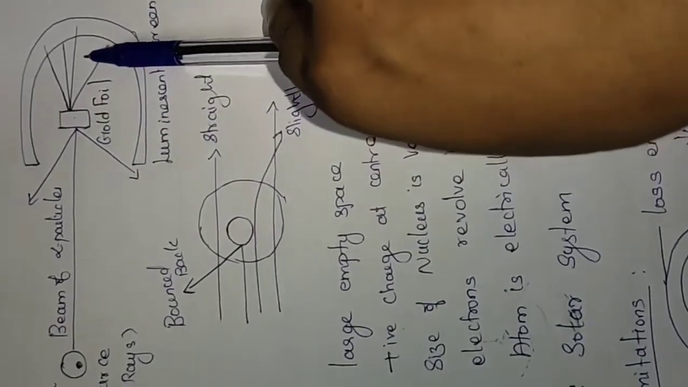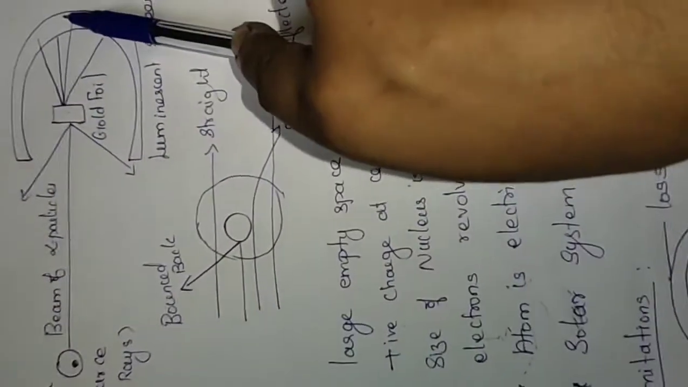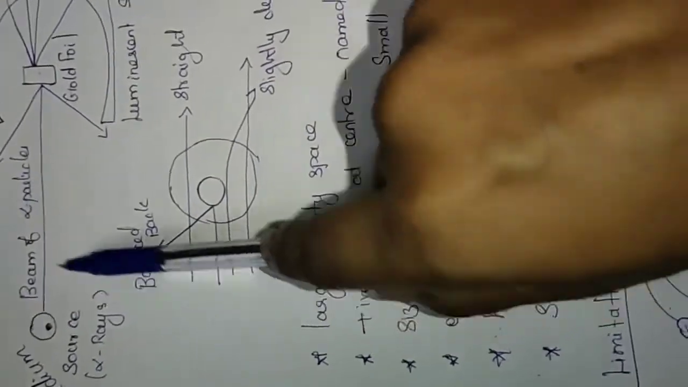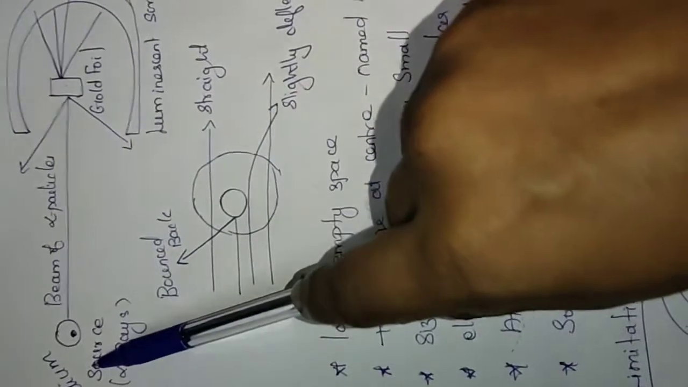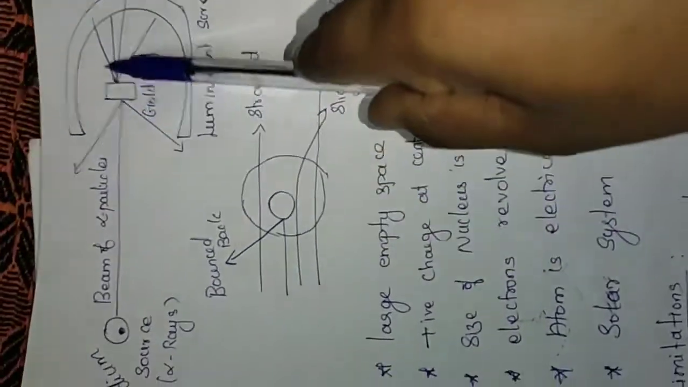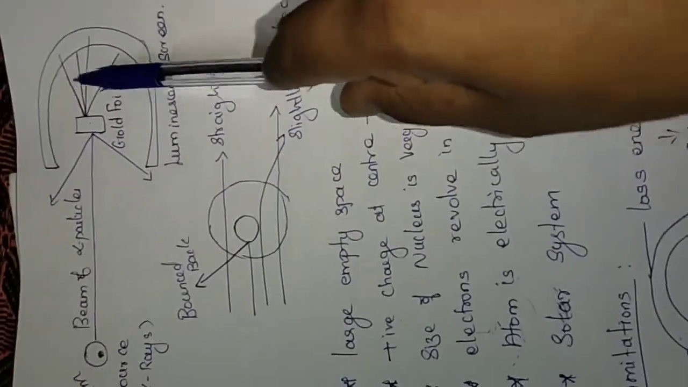How are these rays passing? Through this luminescent screen we can see the difference in the rays. The radium source emits a beam of alpha particles which carry helium ions. When the source is on, it emits alpha particles. This is the gold foil, covered by a luminous screen. Through the screen we can see the difference in the alpha rays.